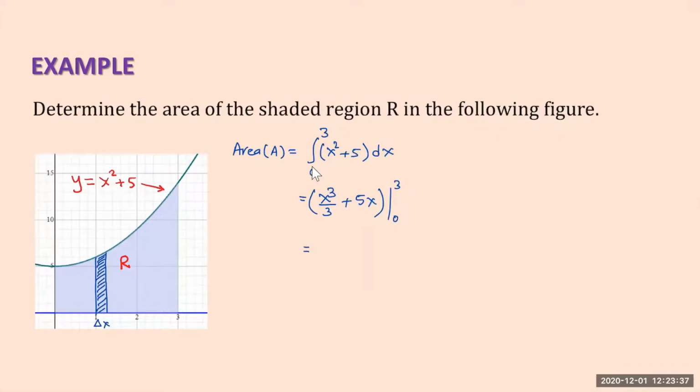Which is equal to, now we can evaluate this using the fundamental theorem of calculus. That is, we can plug in the upper limit, subtract and plug in the lower limit. So if I plug in the upper limit, it will be 3 cubed over 3, which is 27 over 3 or 9, plus 5 times 3, 15, then minus. If I plug in the lower limit, it will be 0 cubed, which is 0 over 3 is 0, plus 5 times 0, that is also 0, which is equal to 9 plus 15 is 24. So the area of the shaded region R is 24.